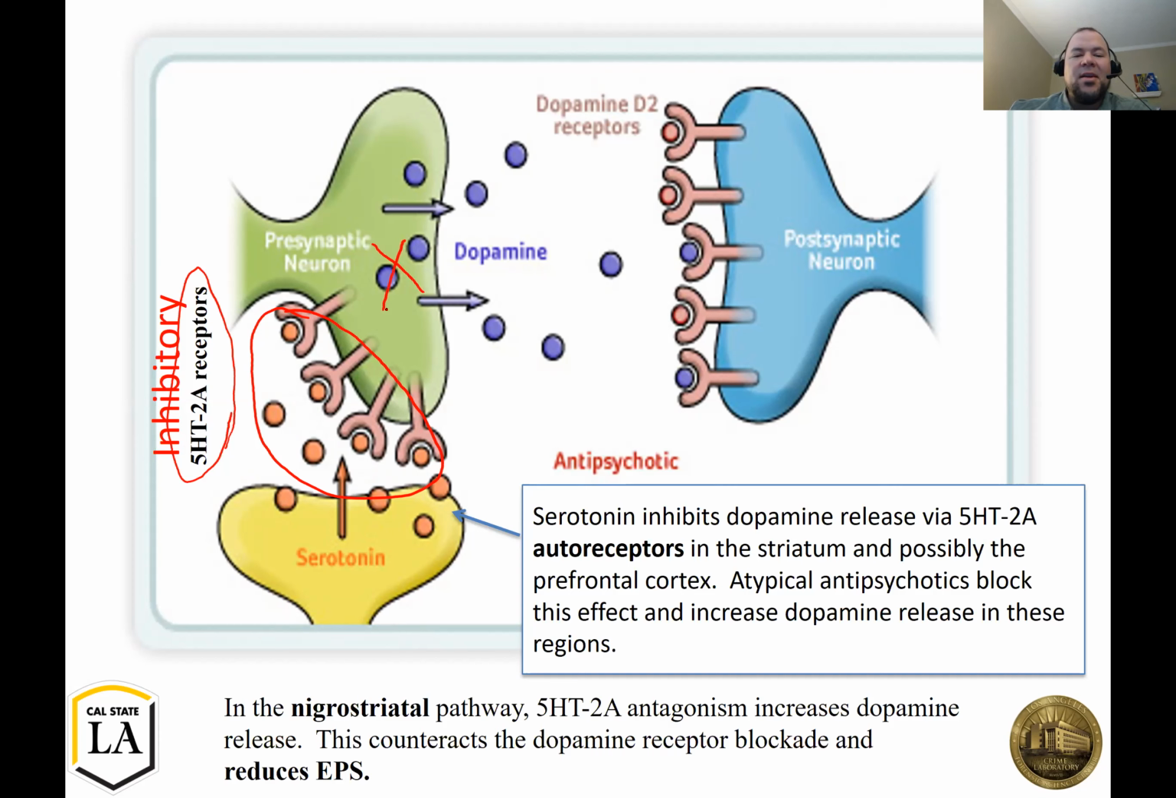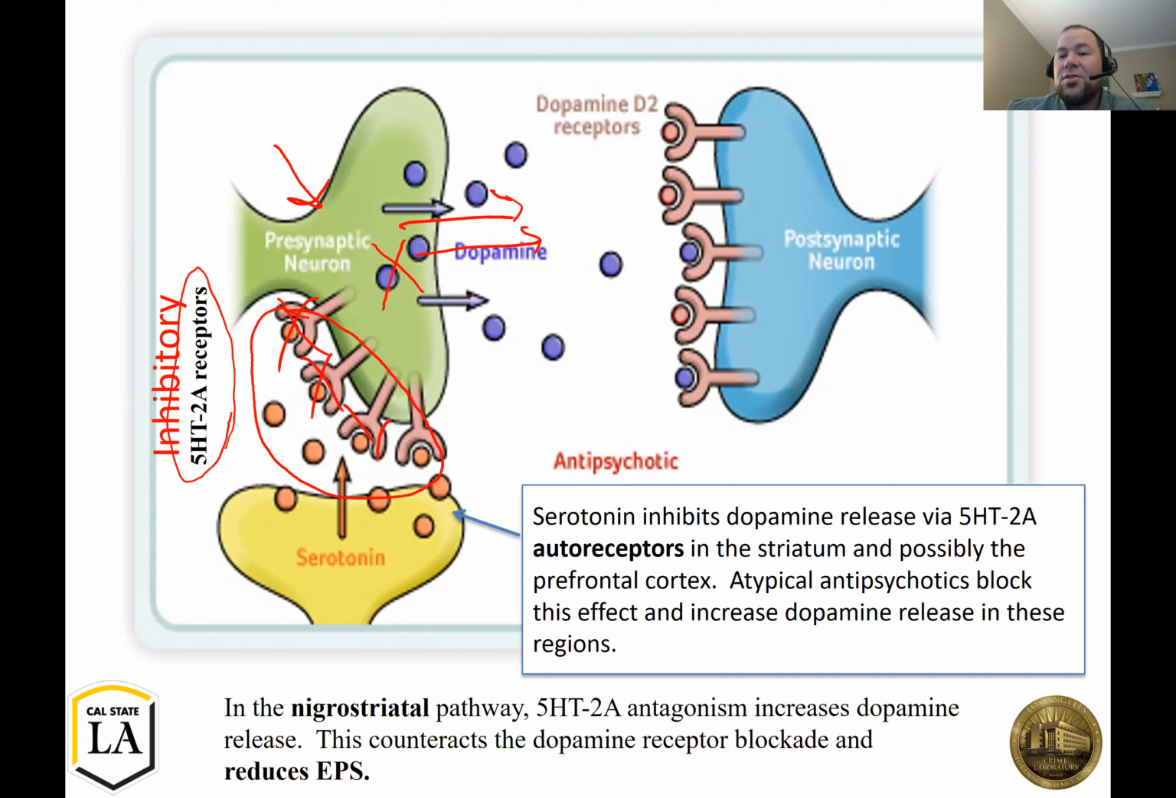So guess what? If you have the 5-HT2A receptors blocked, then this presynaptic neuron in this nigrostriatal pathway doesn't get one of its turn-off signals for release. And so what you do get is more dopamine released.